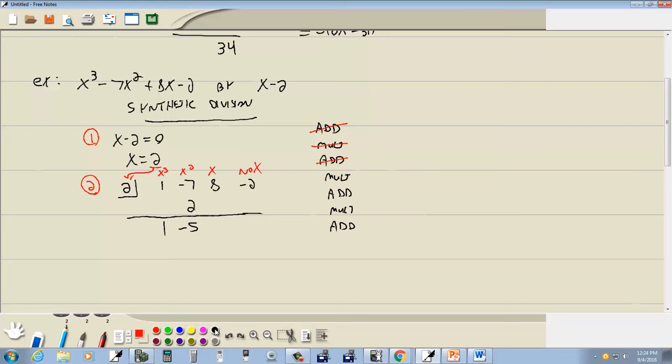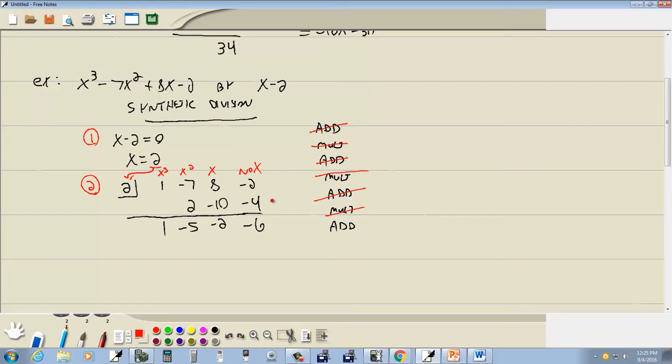Then you want to multiply. We always multiply the number up in the box by the number we just put down here. So 2 times negative 5 is negative 10. Then we want to add. 8 minus 10 is negative 2. Then we want to multiply. You always multiply the number up in the box by the number we just put down here. So we got 2 times negative 2 gives us negative 4. And then we want to add. Negative 2 plus negative 4 is negative 6.